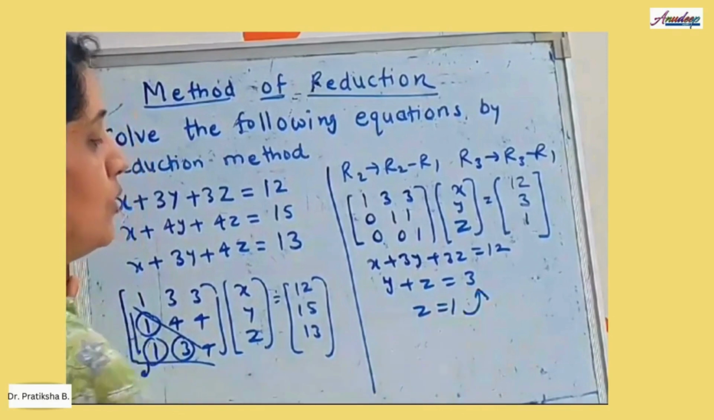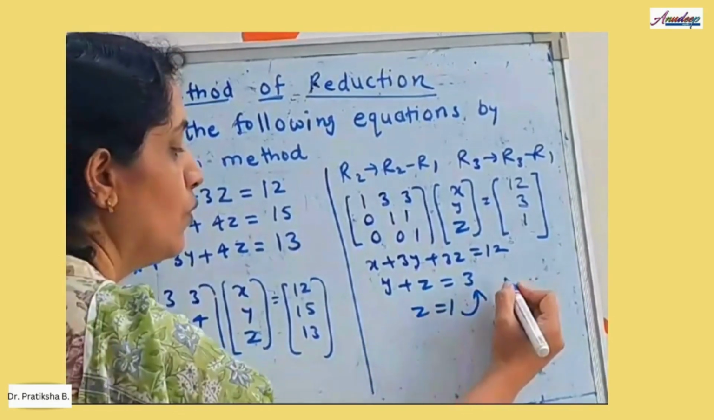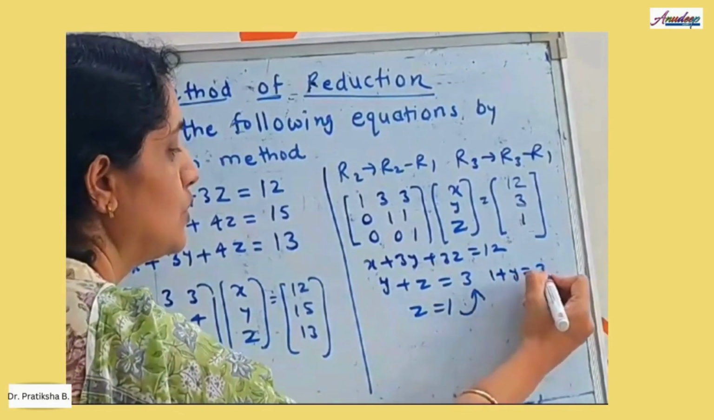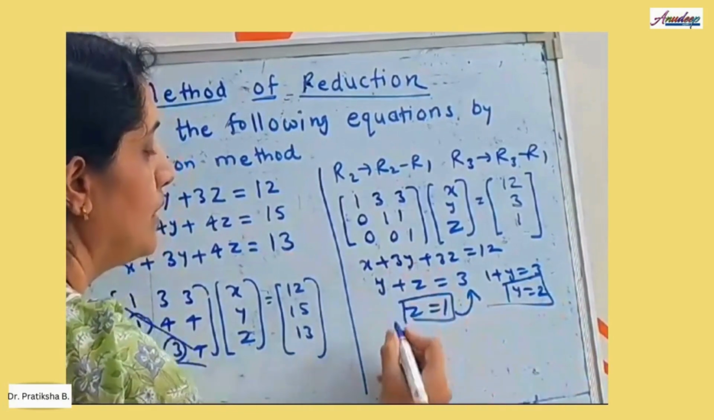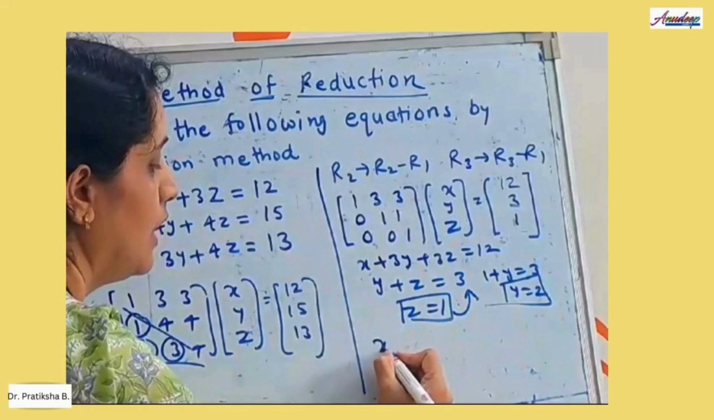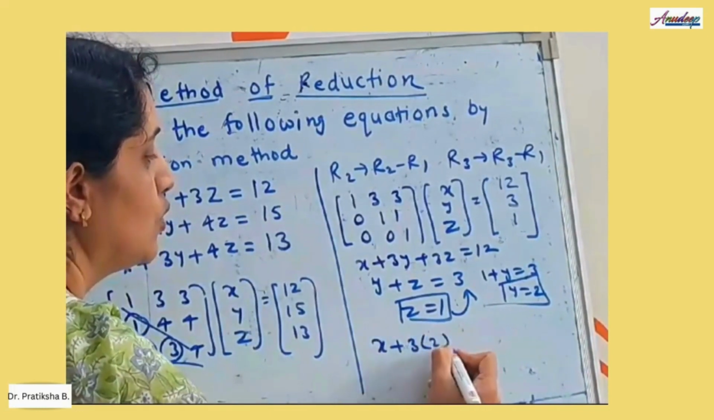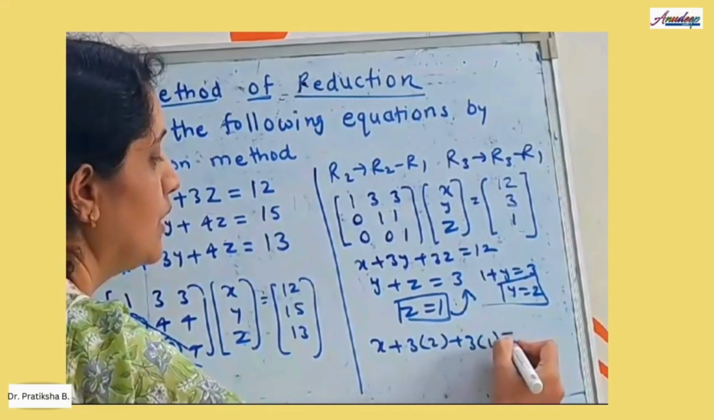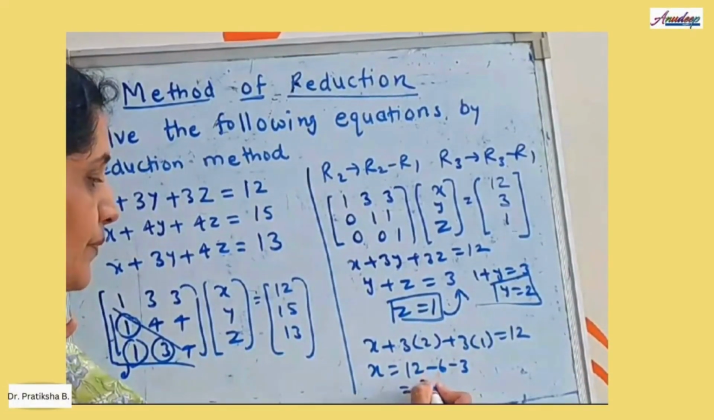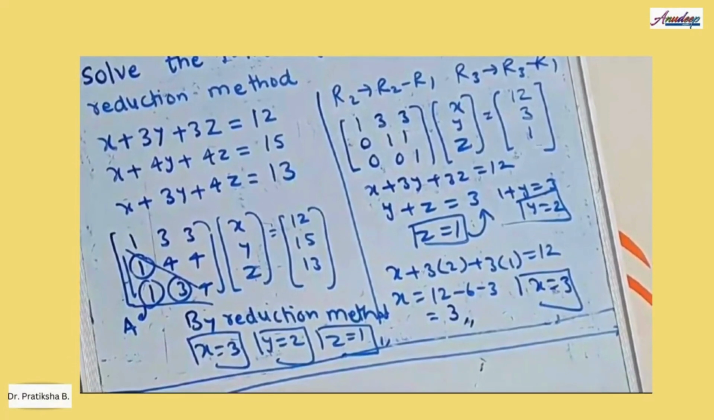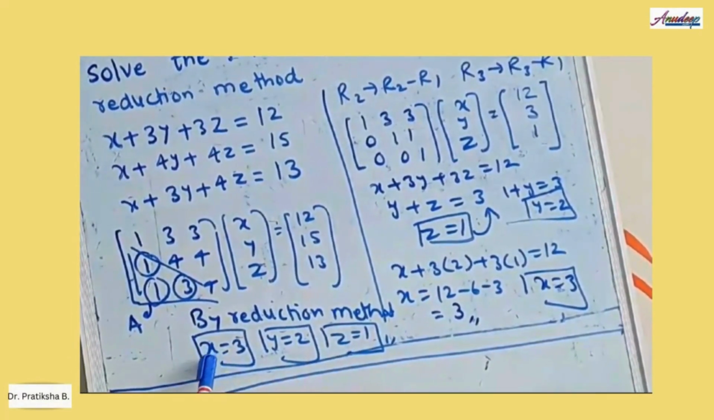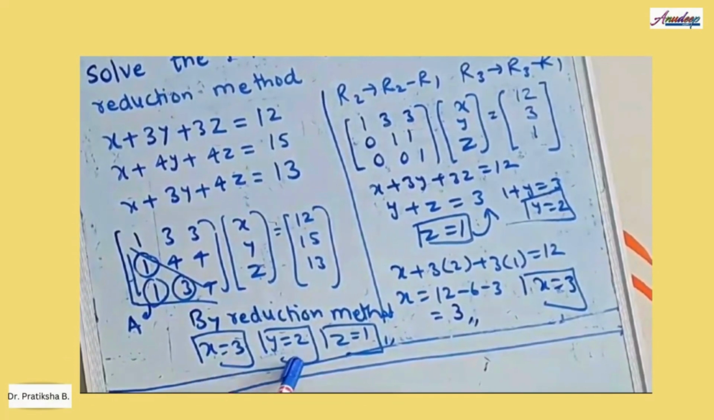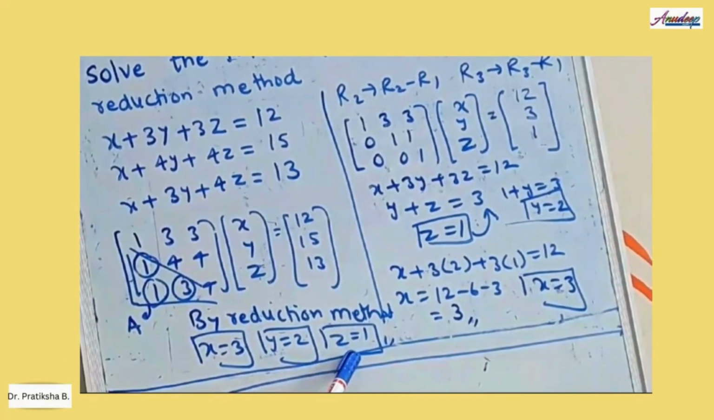So if I substitute this value in the second equation, what I get is 1 plus y equals 3. Therefore, y is equal to 2. And finally, if I substitute these two values in equation 1, we get x plus 3 into 2 plus 3 into 1 equals 12. So x is equal to 3. So this is the final answer. By the reduction method, we obtained the solution for the given equations: x is equal to 3, y is equal to 2, and z is equal to 1.